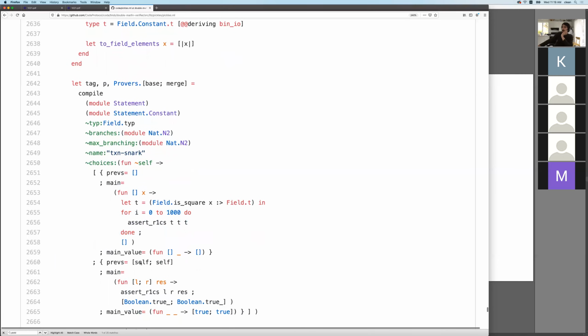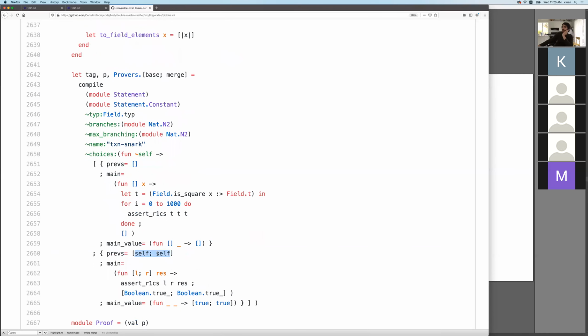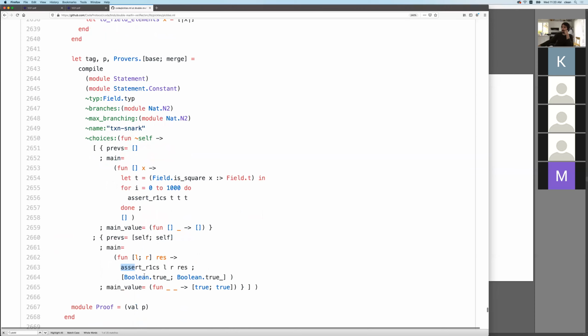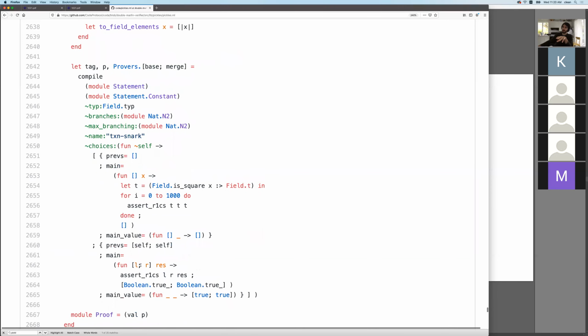What is the other rule? It has two predecessor proofs, both of kind, myself. And what does it assert? It asserts that the result should be equal to the product of the left predecessor and the right predecessor. So what is the ultimate top level statement going to prove? It's going to prove this is some field element which is a product of squares.